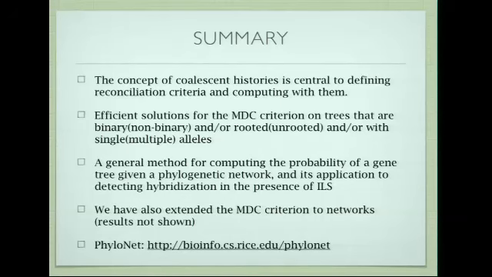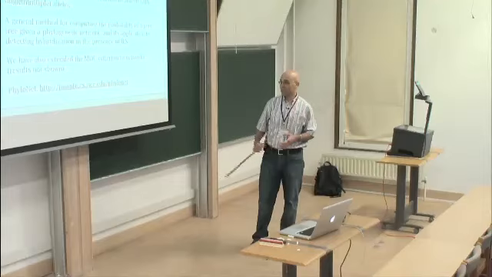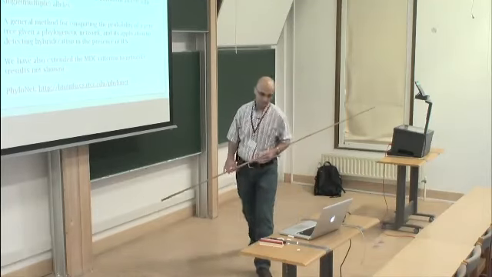We have a general method for computing the probability of a gene tree given a phylogenetic network. We show its application to detecting hybridization and incomplete lineage sorting. We also have the MDC criterion for networks, and again, there's no way I could have shown it. All these methods, even MDC on networks, enumerating valid coalescent histories, are implemented in a software package called Phylogenetic, which is available here.